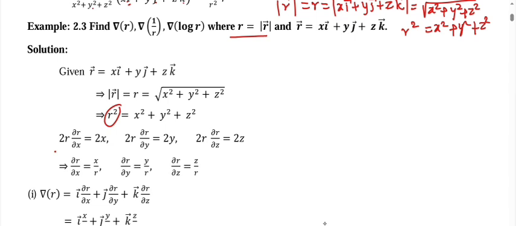From this we have r square equal to x square plus y square plus z square. Differentiating this with respect to x, we have 2r into dou r by dou x equal to 2x. In the same way differentiating with respect to y, we have 2r into dou r by dou y equal to 2y. Then differentiating with respect to z, we have 2r into dou r by dou z equal to 2z. From this, the 2 gets cancelled, and the remaining dou r by dou x equals x divided by r, dou r by dou y equals y by r, and dou r by dou z equals z by r.